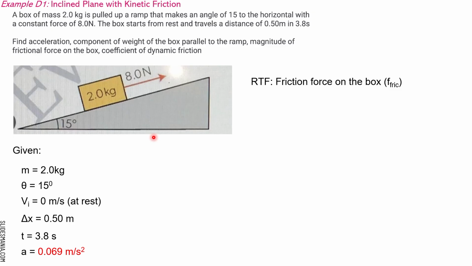Now, for the third quantity that we need to find, that is the friction force on the box, or given by this variable F fric. Okay, so let's find the friction force on the box. So remember that the frictional force is the force that is exerted by a surface on an object when a particular object is moving. So it always opposes that motion.